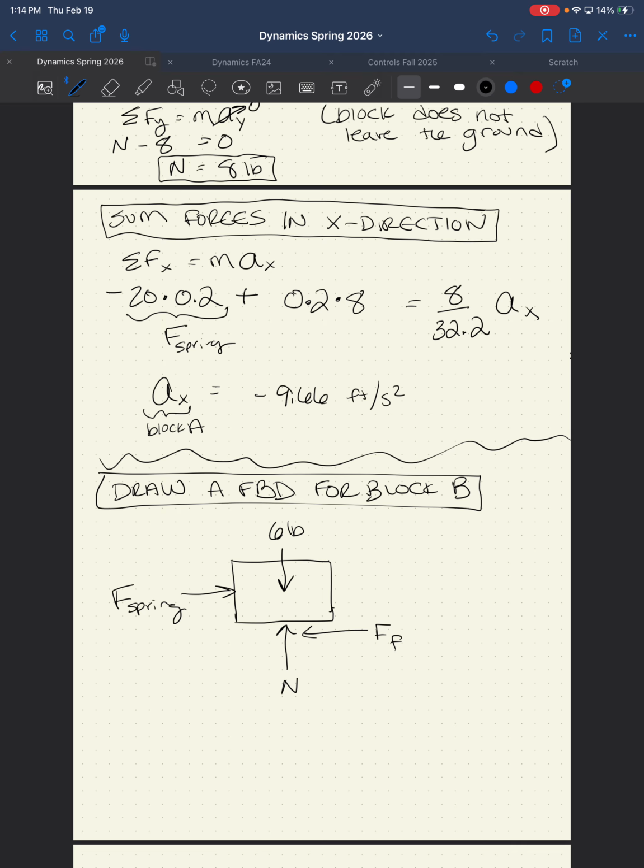Yes, question. On an exam, are you going to look for us to sum it in the Y, or can we just say let the normal forces... Like, do I have to write out the full? The more work you show me, the more partial credit I can give you.